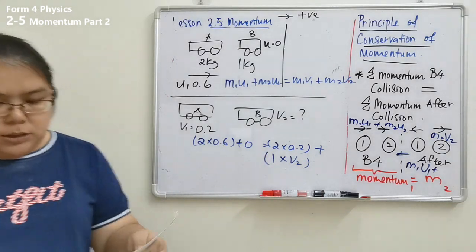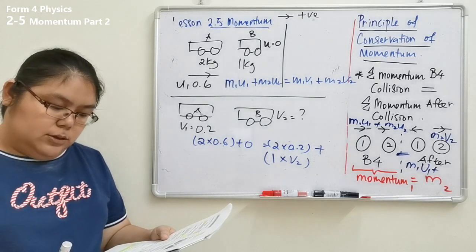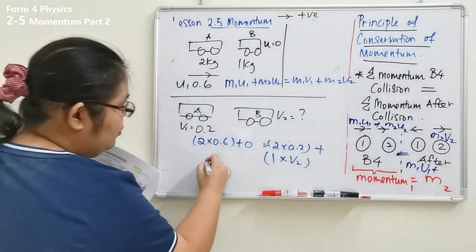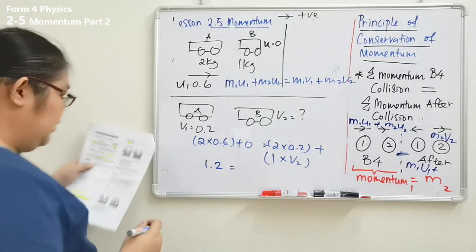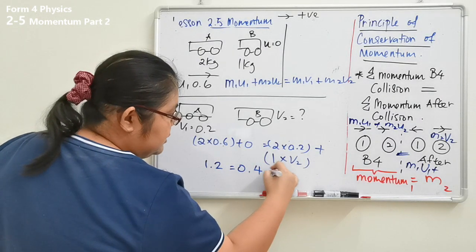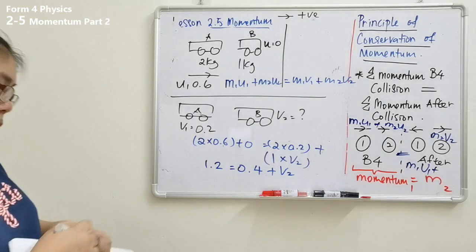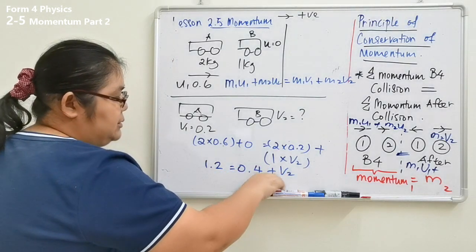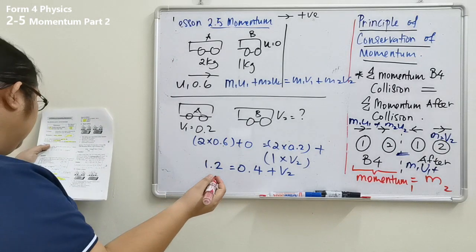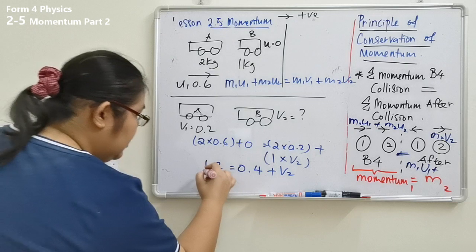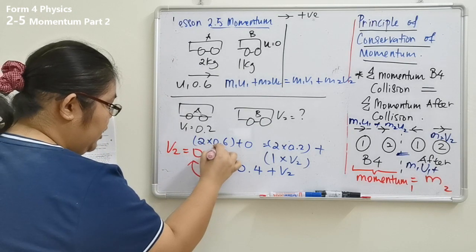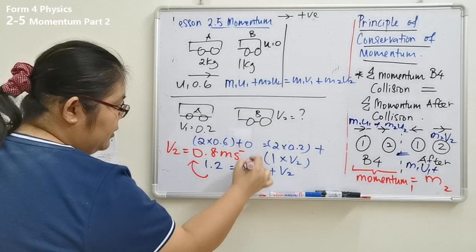So from here, I just give you the answer. The longer calculation, you depend on yourself. This one is 1.2 equal to 0.4 plus V2. So from here, you get the answer. What's the answer for V2? We take 1.2 minus 0.4. So you get it, V2 equals 0.8 m s negative 1.